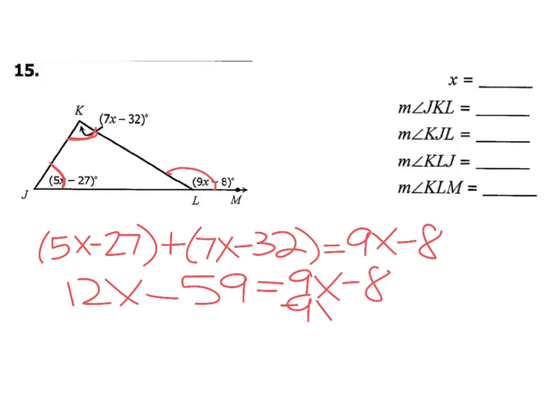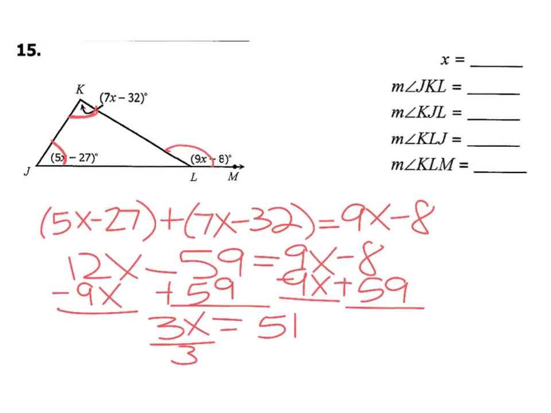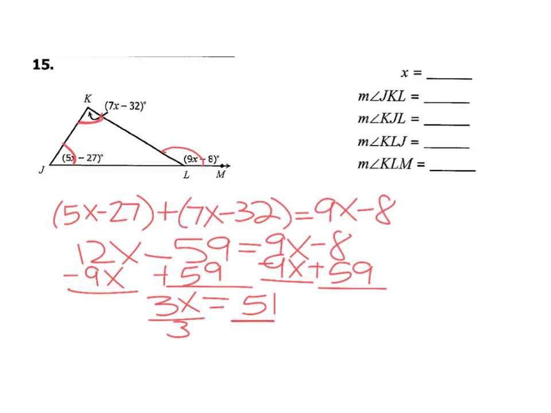Move all of our x's to one side, all of our constants to the other, and we get 3x equals 51. Divide by 3. And x equals 17. All right, so we solved for x, that x equals 17.